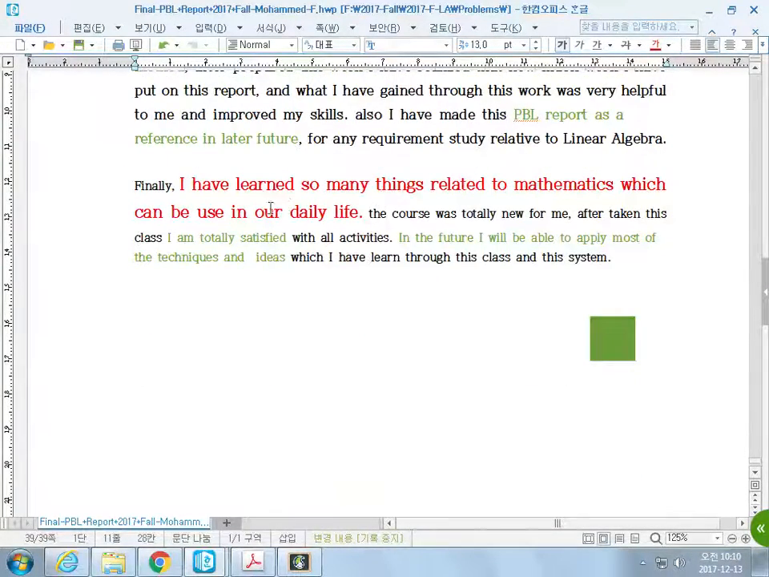And finally, I have learned so many things related to mathematics, which can be used in our daily life. For example, finance, you know, anything. Even in project management, you can use mathematics. The course was totally new for me. After taking this class, I was totally satisfied with all activities. In the future, I will be able to apply most of the techniques and ideas which I have learned through this class and this system.